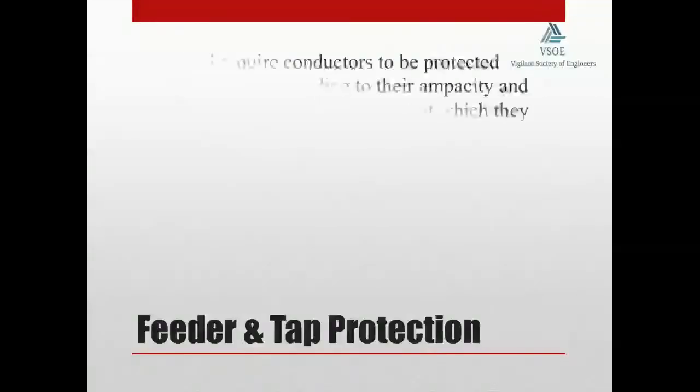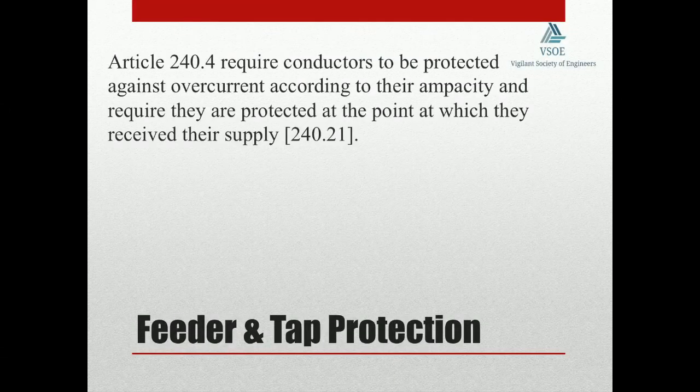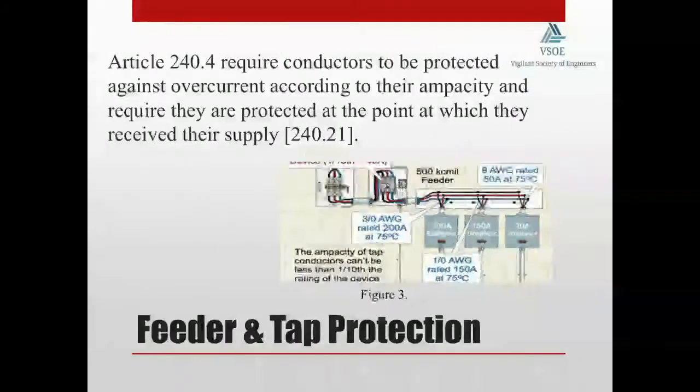Article 240.4 requires conductors to be protected against overcurrent according to their ampacity, and requires that they are protected at the point at which they receive their supply. This idea can be illustrated by Figure 3 in the diagram, where the conductor is protected at the point of receiving power through multiple circuit breakers.